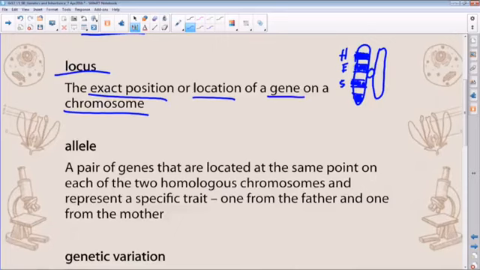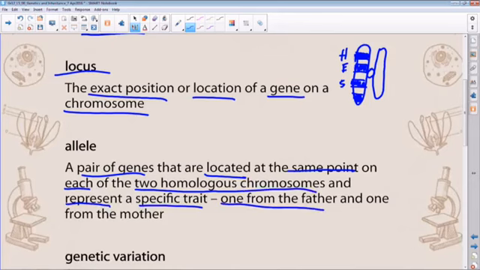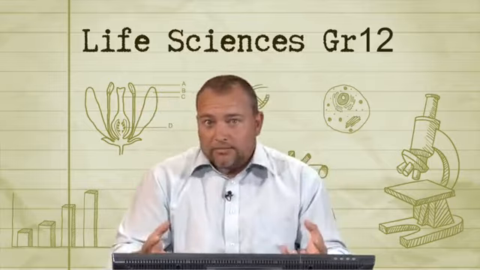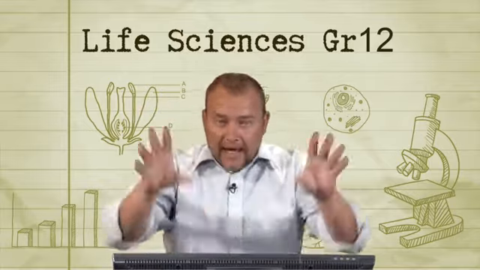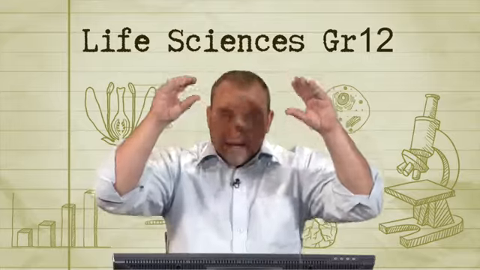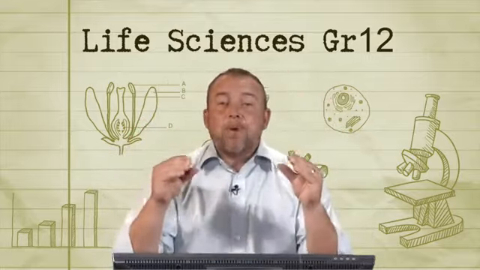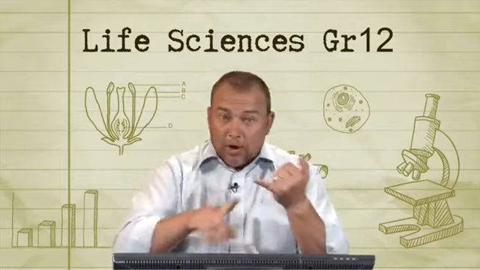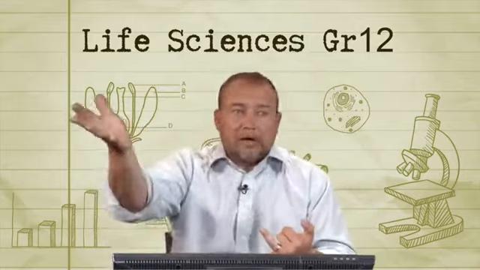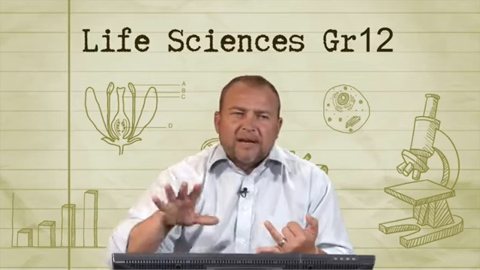Right, the next one is alleles. And this is a pair of genes that are located on the same position on each of the two homologous chromosomes and represent a specific trait. One from your father and one from your mother. Now if you have a look at it, you got eye color from your mom and you got eye color from your dad. Now you must understand both are eye color, both are found on a specific locus, and they're both for the same trait. So they're both for eye color, both found on chromosome number, let's say 10, right?